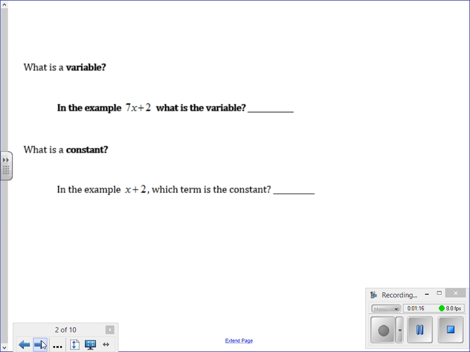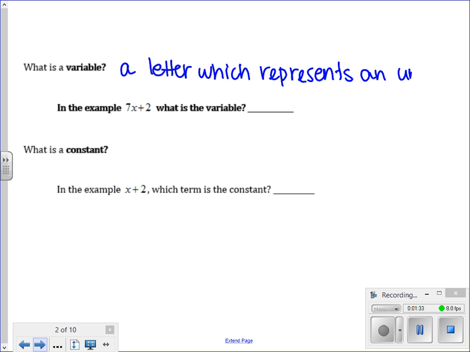Our next definition is, what is a variable? Well, a variable is a letter which represents an unknown value. So again, a variable is a letter which represents an unknown value. In the example 7x plus 2, what is the variable? Well, we said the variable is a letter which represents an unknown value, and the only letter in this expression is x. So x is our variable.